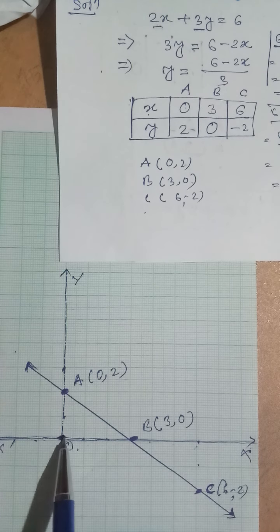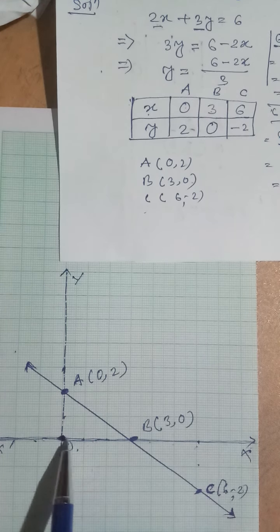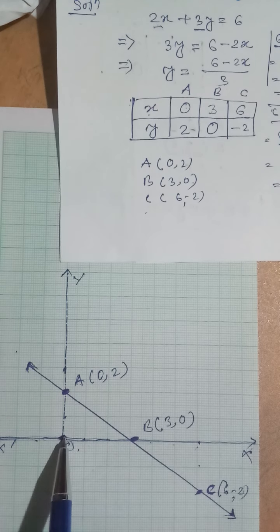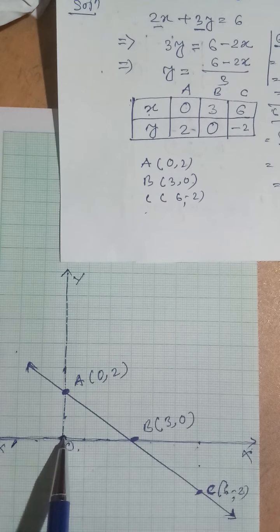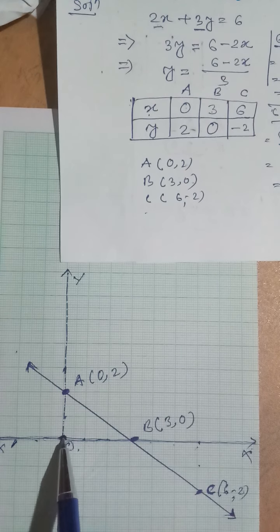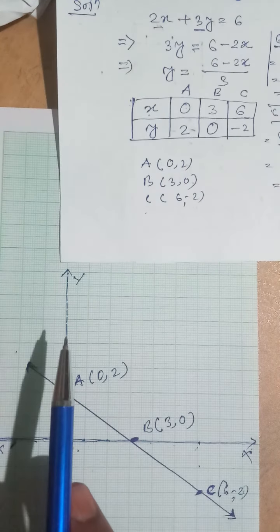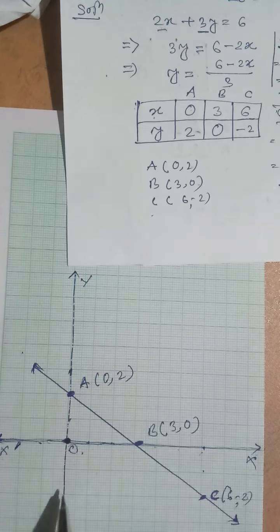If the value of x is positive, then it will move along the x direction, and if the value of x is negative, then it goes along the x dash direction. And the ordinate, that is the value of y, if it is positive, then it goes along the y direction, and if it is negative, then it goes along the y dash direction.